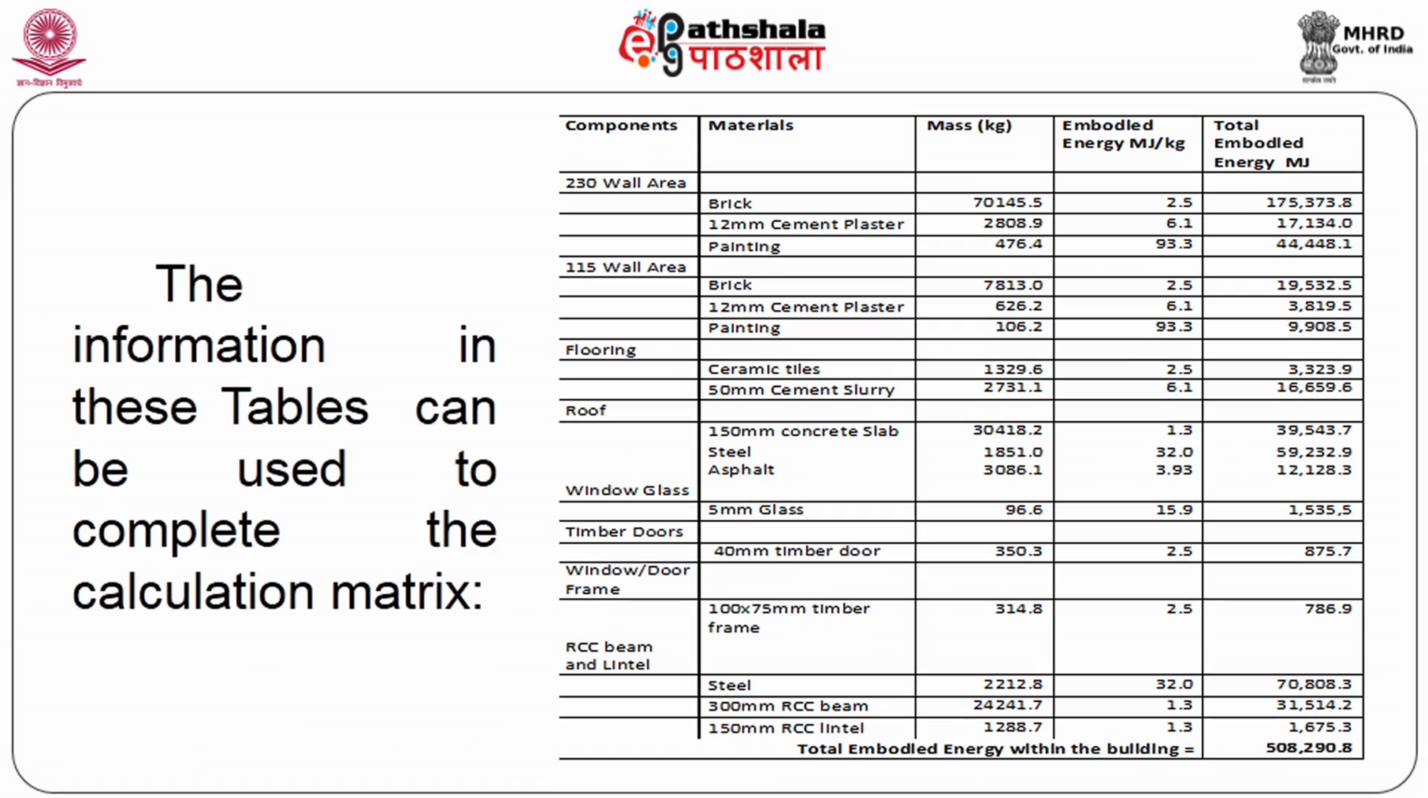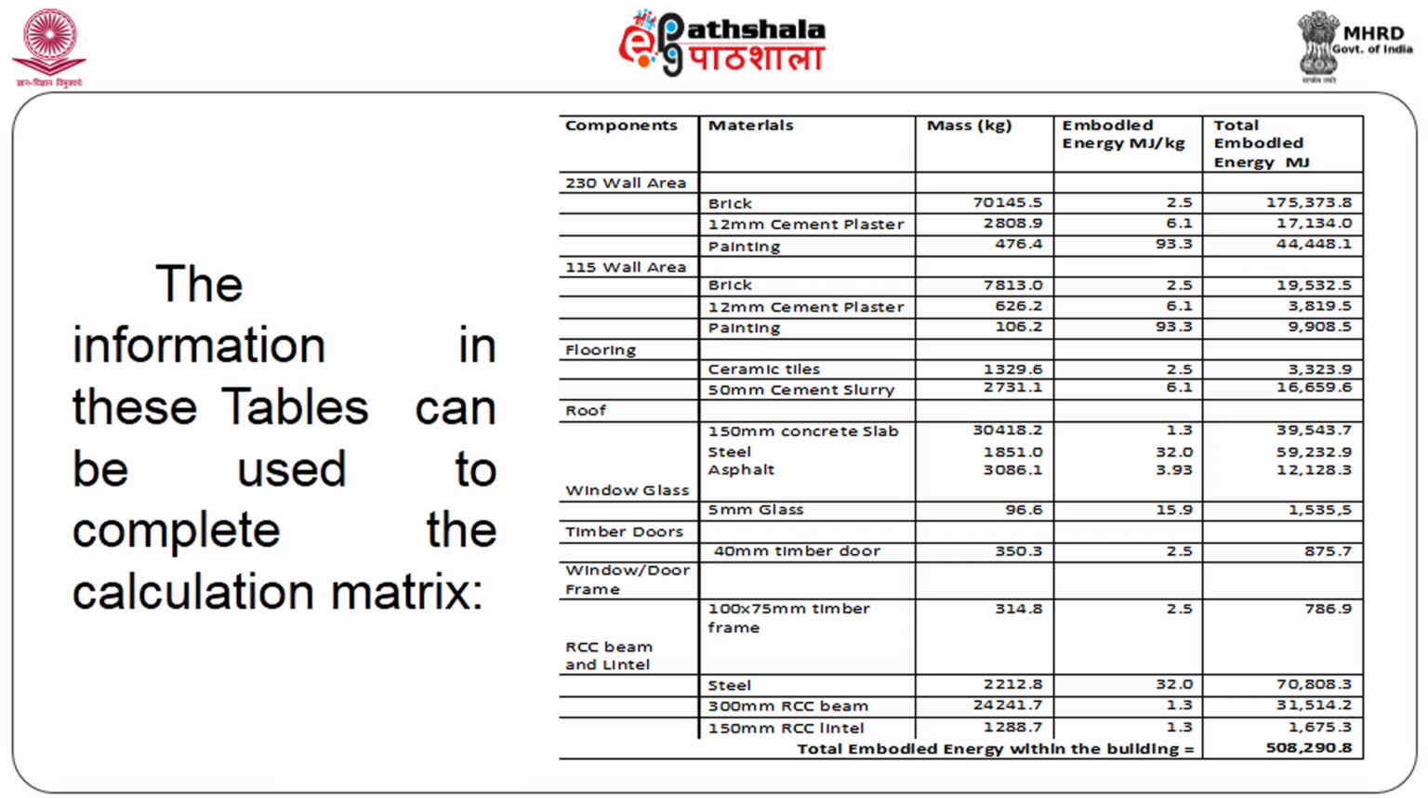So the brick mass is around 70,000 odd, multiplied by 2.5, which will give you the total embodied energy of that brick, 231. Similarly, you do it for the cement plaster. You know the mass of it, you know 6.1 is the embodied energy, so multiply 6.1 into the mass and you get the total embodied energy. So you start doing it for each and every component of it.